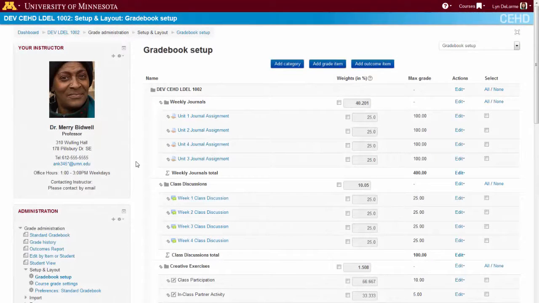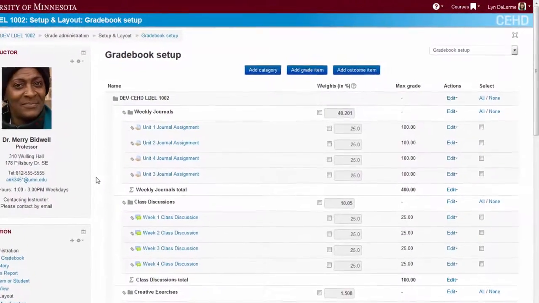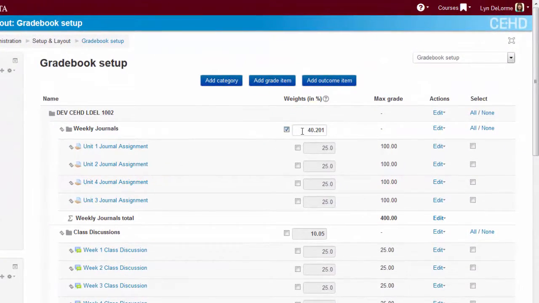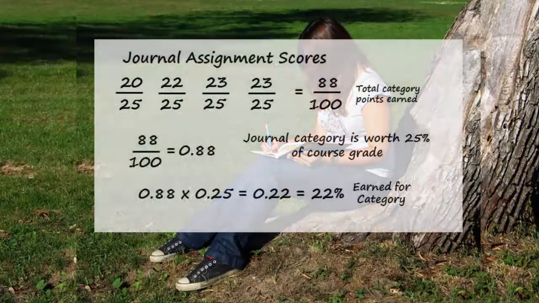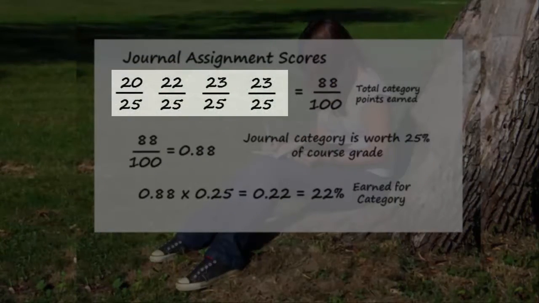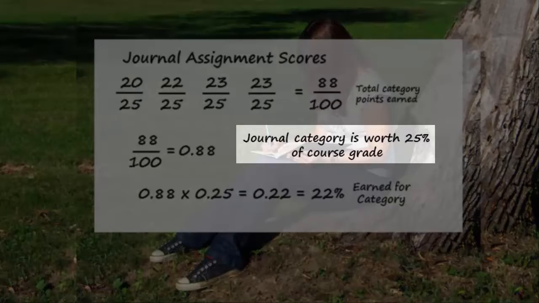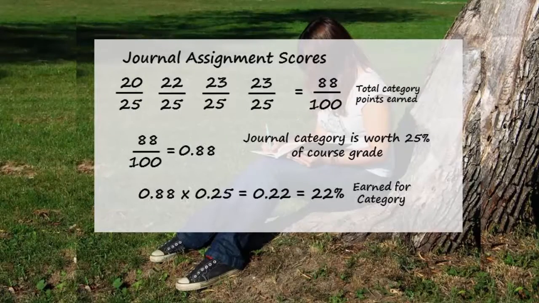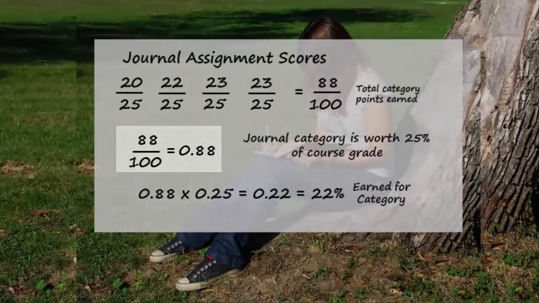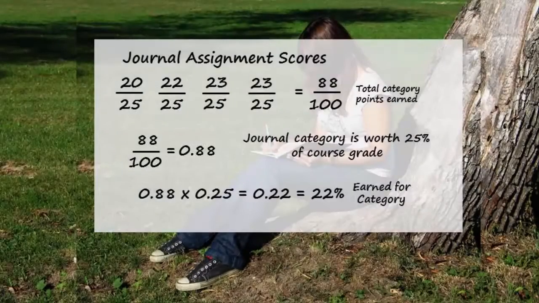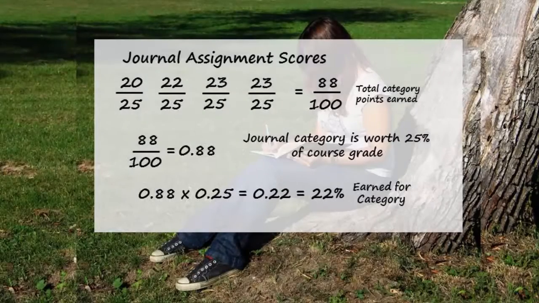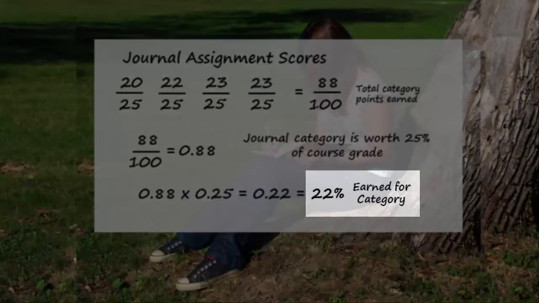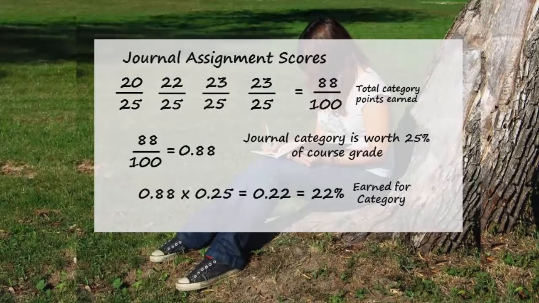At the start of the semester, Dr. Bidwell doesn't need to know exactly how many points each category will contain, just their overall percentages. For example, Kitty, a student in Dr. Bidwell's class, earns the following scores in the journal writing category, which is set to count for 25% of the overall total course grade. Kitty's scores are summed and converted to a percentage, and this is multiplied by the category weight, set at 25%. In this example, Kitty will earn a 22% from the journal category.